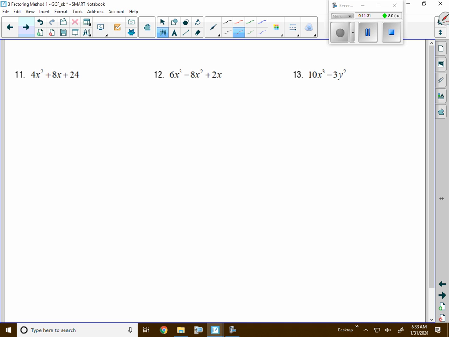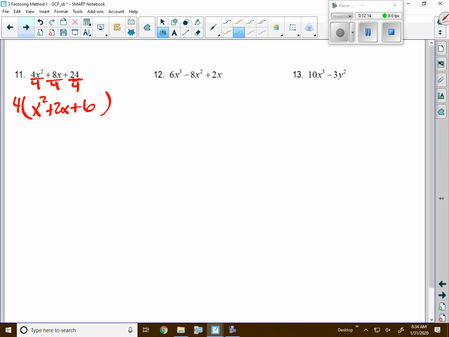Would we pull out an x? Why not? Yes, 24 does not have an x with it, so we can't pull an x out. So here we're only going to divide out 4. You divide out of all 3 terms on this one. So here you would have x squared plus 2x plus 6 remaining. Any questions on that? For number 11?